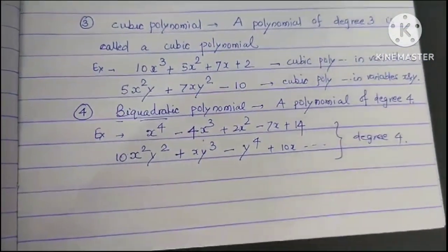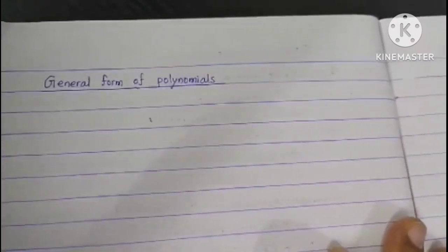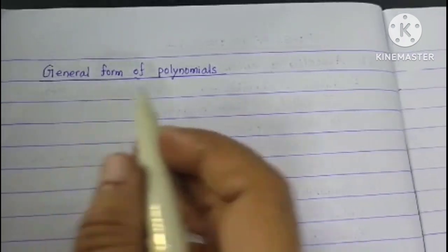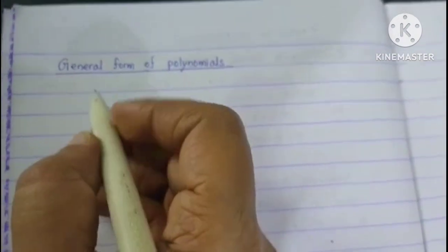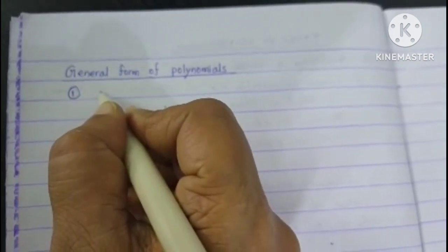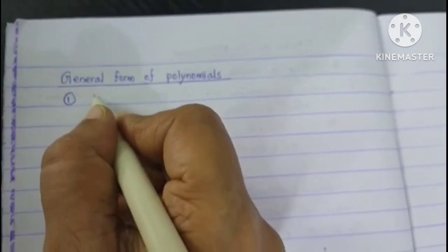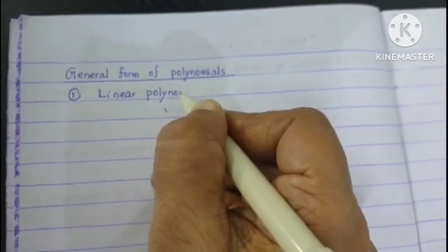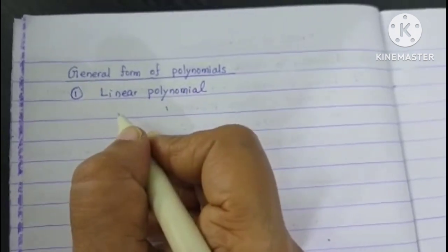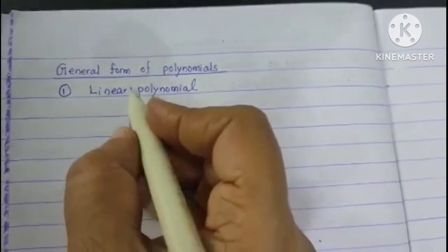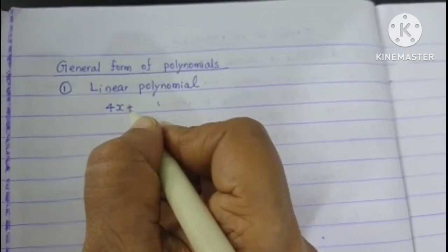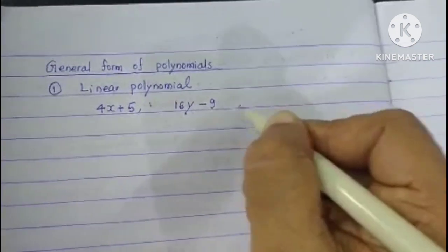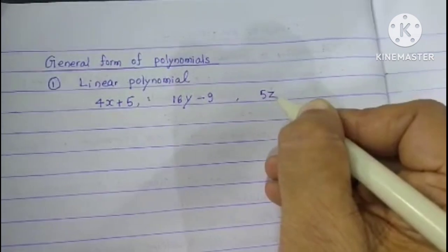Let's move forward. Now let us learn one important concept, the general form of polynomials. What do we mean by the general form of polynomials? Let us understand one by one. First, the polynomial of degree 1, that is, the linear polynomial. We can write any linear polynomial, like 4x plus 5. You can also write 16y minus 9. You can write in variable z also, 5z plus 16.